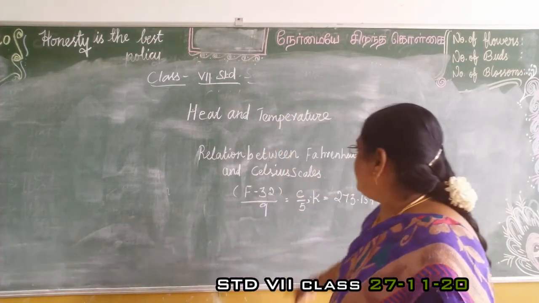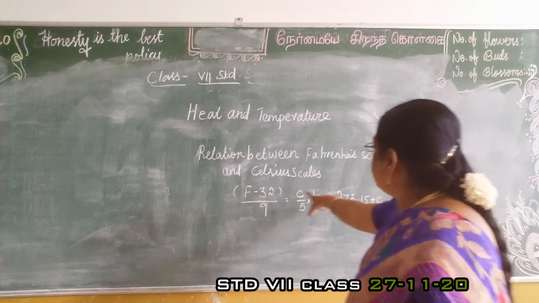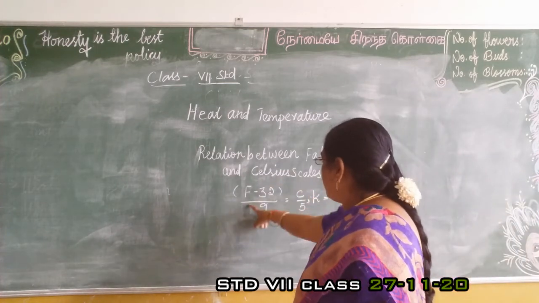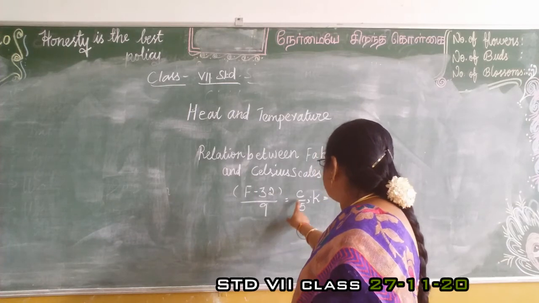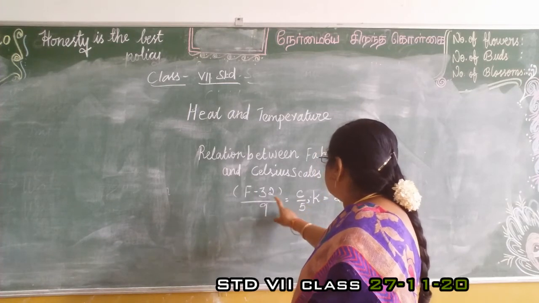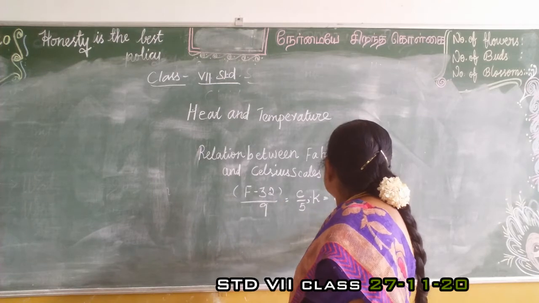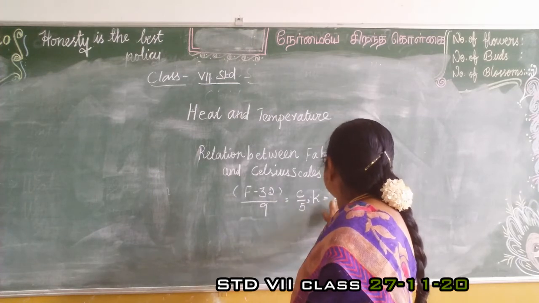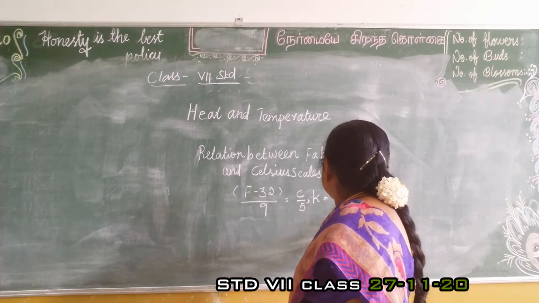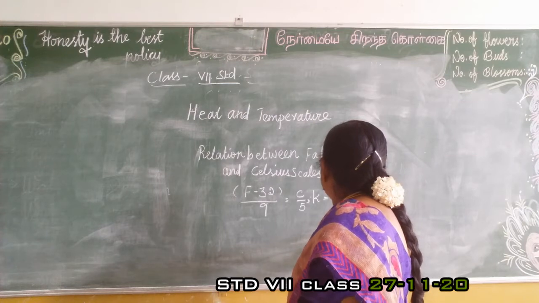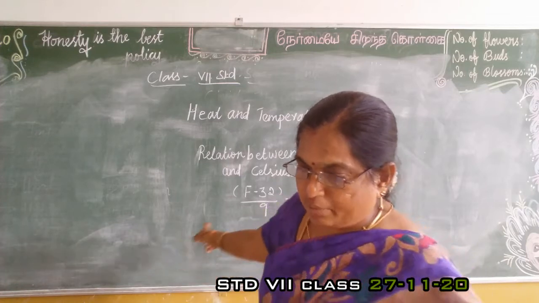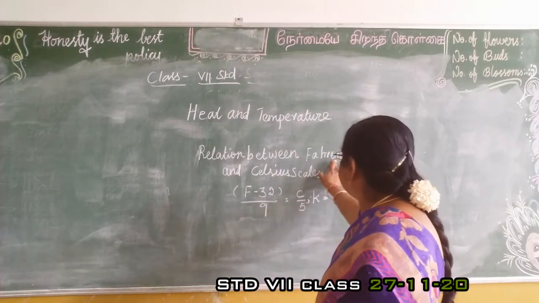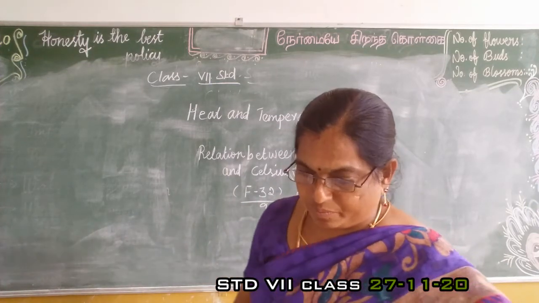Then the relation between the Fahrenheit scale and the Celsius scale. The formula is (F minus 32) divided by 9 is equal to C divided by 5. Then to convert Celsius to Kelvin, K is equal to 273.15 plus C. C means Celsius. This is the relation between the Fahrenheit scale and the Celsius scale.